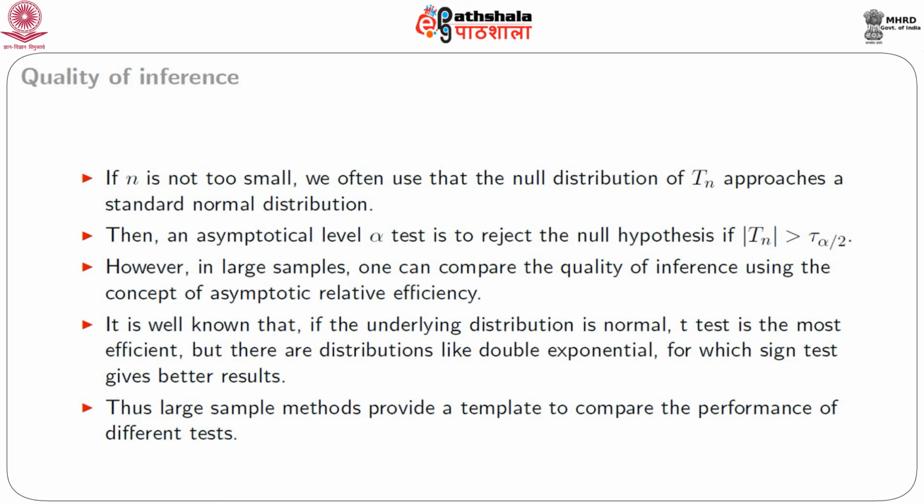We often use that the null distribution of Tn approaches a standard normal distribution. Then an asymptotically level alpha test is to reject the null hypothesis if the observed value of the absolute value of Tn exceeds tau alpha by 2. However, in large samples, one can compare the quality of inference using the concept of asymptotic relative efficiency. It is well known that if the underlying distribution is normal, the t-test is the most efficient, but there are distributions like the double exponential for which the sign test gives better results. Thus, large sample methods provide a template to compare the performance of different tests.